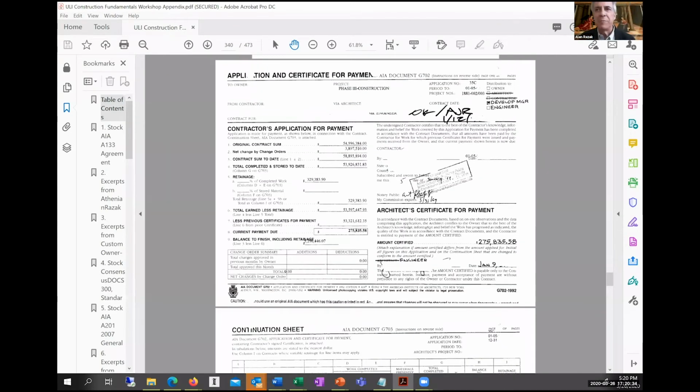So the application for payment is almost certainly going to take this form. It may not be on this particular AIA form, but it is going to look like this. This form is called a G702. And it's the cover sheet for the application for payment. It's very simple in form.